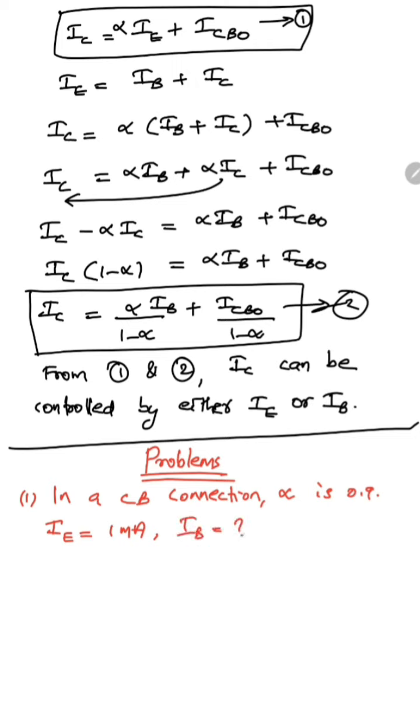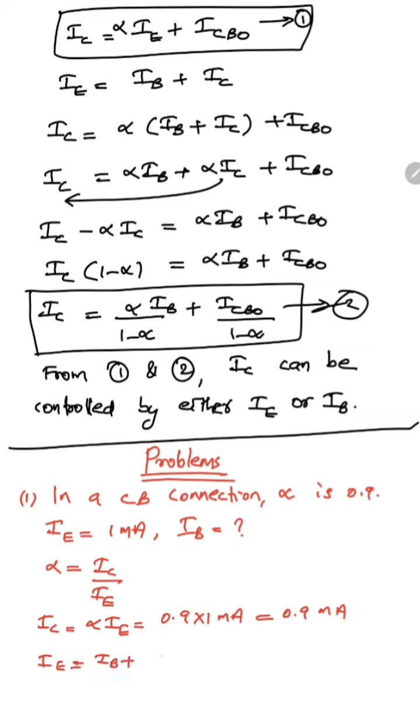This is the question. It is very clear. We know that alpha is equal to IC by IE. So from this we get IC is equal to alpha IE. Alpha is 0.9, so 0.9 into 1 milliampere, that is 0.9 milliampere.